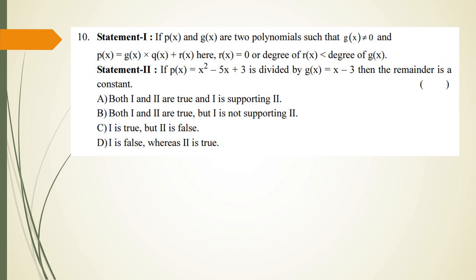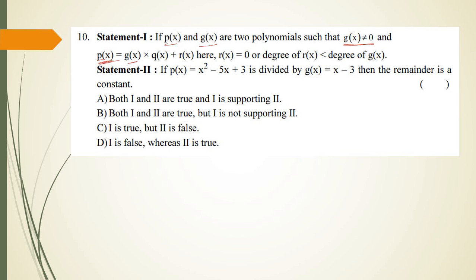Okay, next moving on to question number 10. See this question, statement type question. There are two statements given, so by reading the statements you need to write the answer. Now statement 1: P of x and G of x are two polynomials, G of x is not equal to 0, and P of x is equal to G of x into Q of x plus R of x. If you observe, this is nothing but the division algorithm, no?